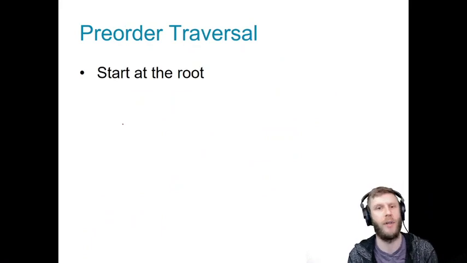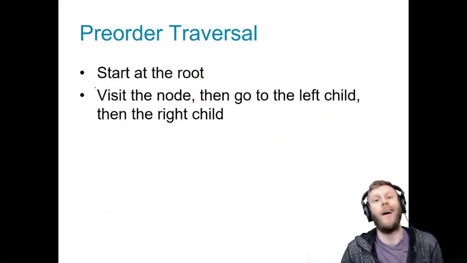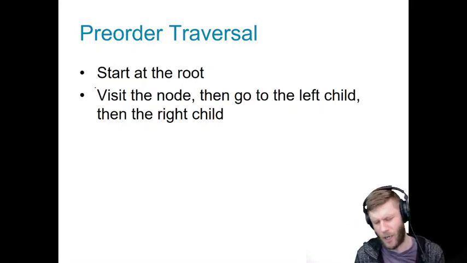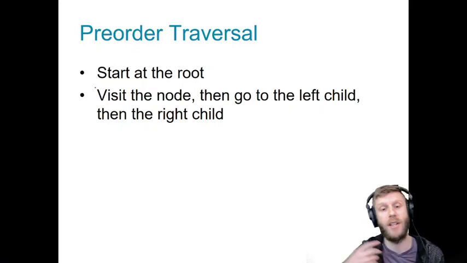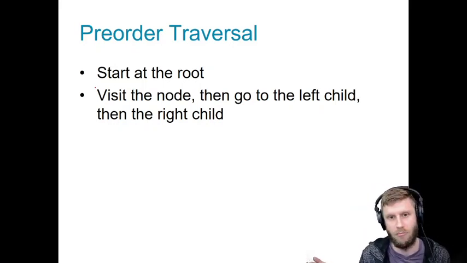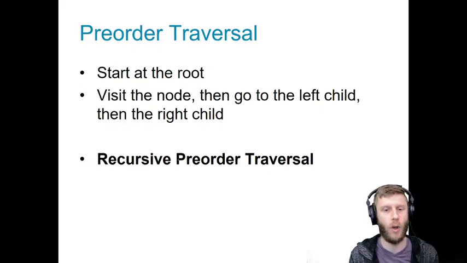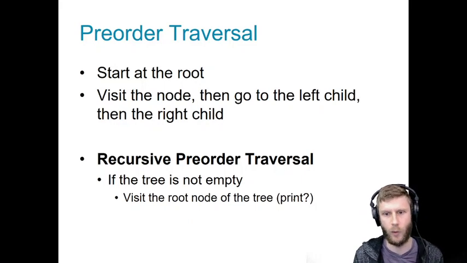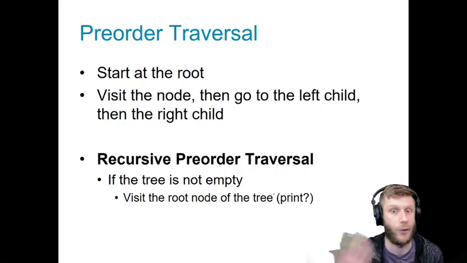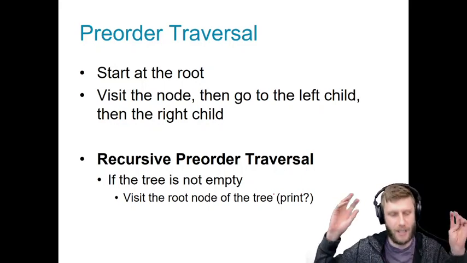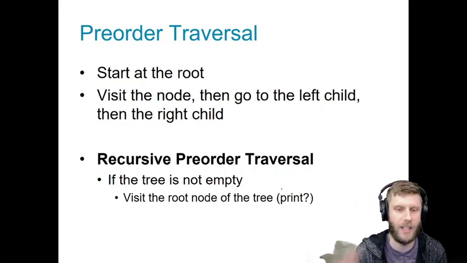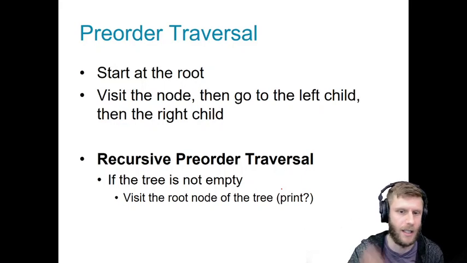So we'll start with the pre-order traversal, and here's the rule. Start at the root. Visit the node, then go to the left child, then the right child. That's it. But we're going to do this recursively. So here's the idea. If the tree is not empty, visit the root and do something. In our case, we'll just print. Maybe we're doing a search or something in the tree, but to say that we have visited that tree node, we'll print out whatever the data is. In our case, it'll be the labels that we have, like A, B, C, D, and whatnot.